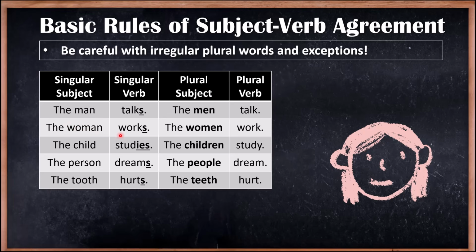The woman works. The women work. They work. The child studies. The children study. The person dreams. The people dream. People is the plural form of person. The tooth hurts. The teeth hurt.